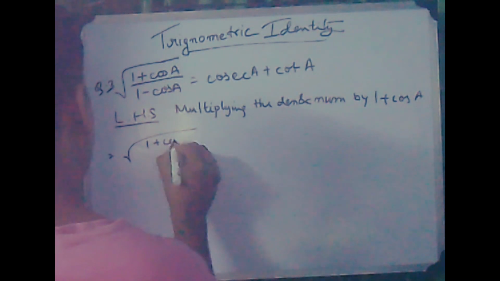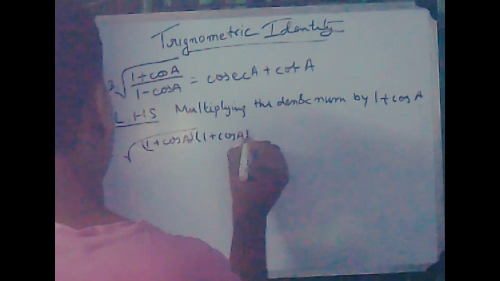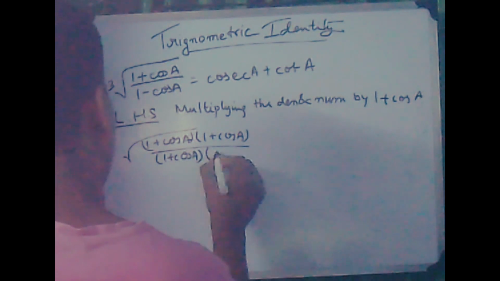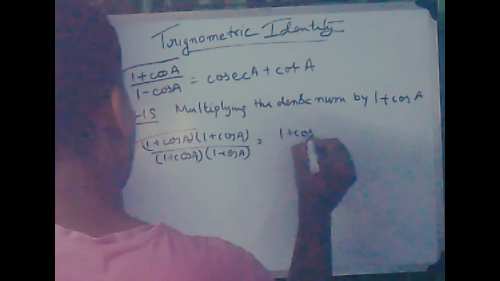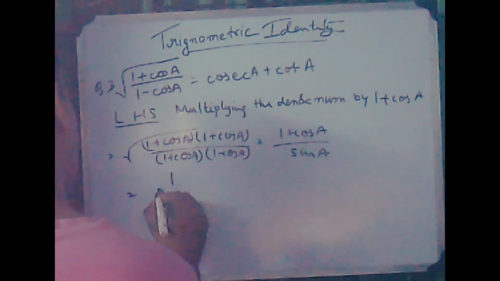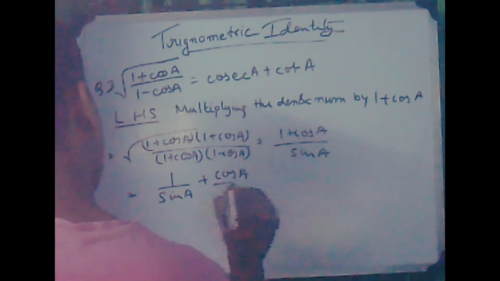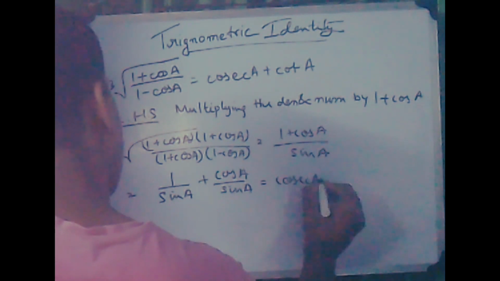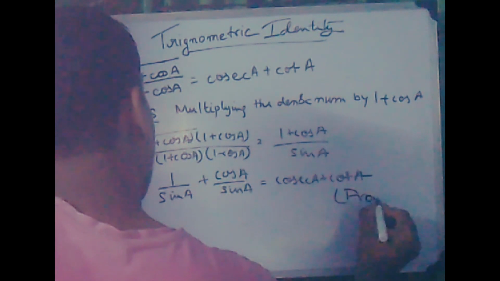Solving the root equation as (1 plus cos A) into (1 plus cos A) divided by (1 plus cos A) into (1 minus cos A), which will give us the value of (1 plus cos A) whole square under the root, which gives 1 plus cos A divided by sin A, which in turn we can write as 1 by sin A plus cos A by sin A, as cosec A plus cot A, which gives our required result.